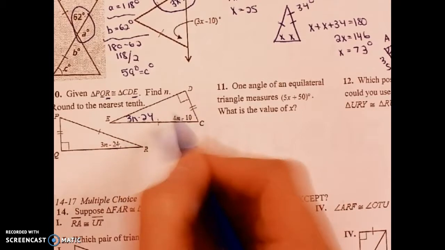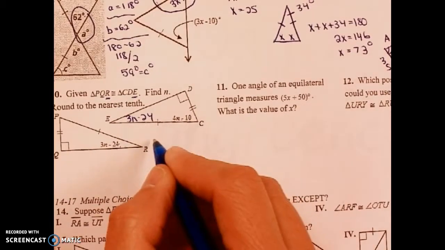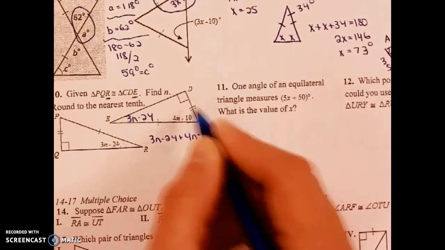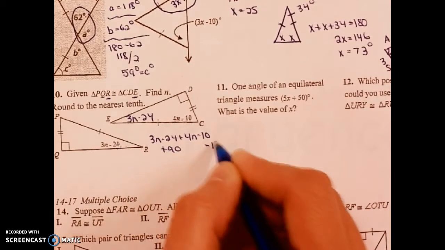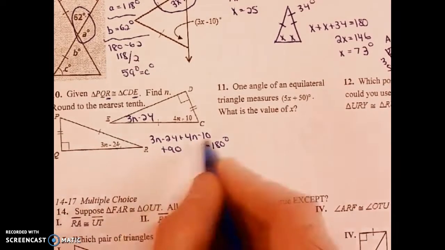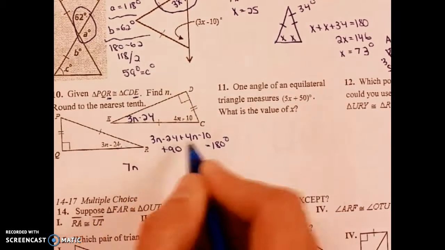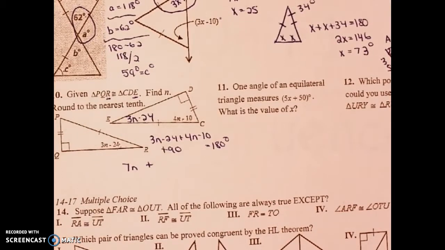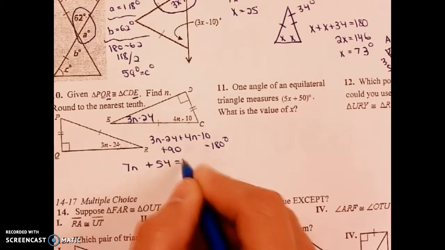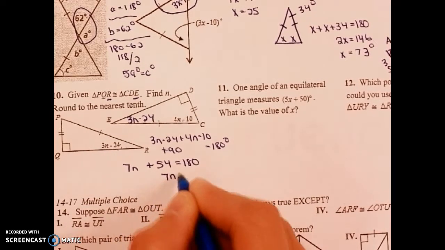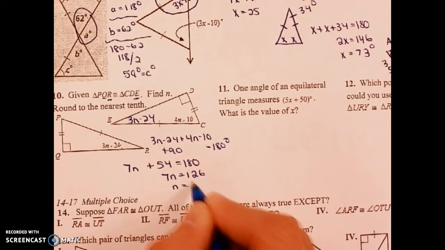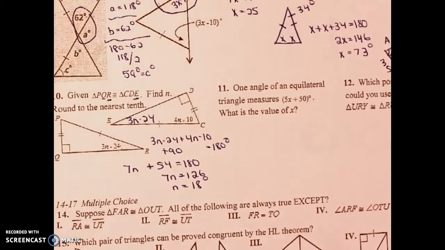I'm going to focus on this triangle here. That means the sum of all of those angles. So I see a 3n minus 24, a 4n minus 10, plus 90 has to equal 180 degrees. So I'm going to combine like terms. I see 7n minus 34 plus 90, which is going to give me 7n plus 54 is equal to 180. So 7n equals 126, and finally n is equal to 18 degrees.